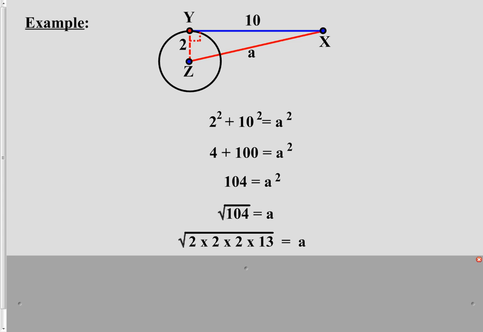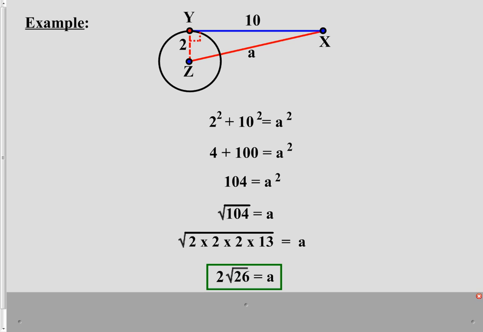We are looking for pairs of stuff. Obviously, there is a pair of 2's in there, so 2 of those 2's will join together and come outside. We will have a 2 outside of our radical. We will have a leftover 2 and a 13. They will recombine and they will make a 26. So the length of A is exactly 2 times the square root of 26.